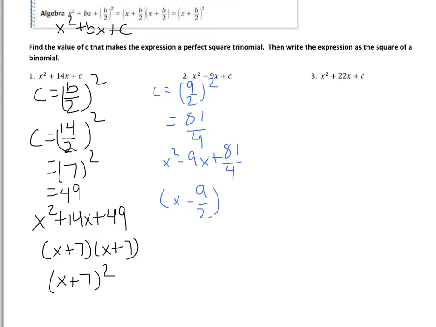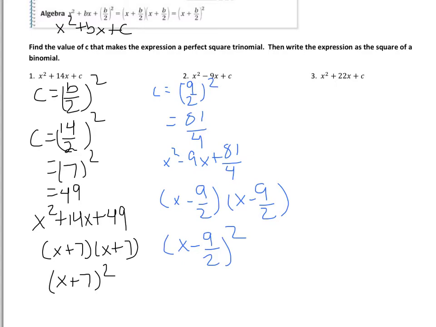How did I know it was minus? See how this was negative inside? Anytime that's negative inside and anytime this is minus, they're both going to be minus. And that is x minus 9 over 2 squared.